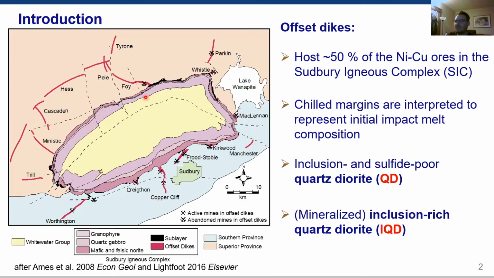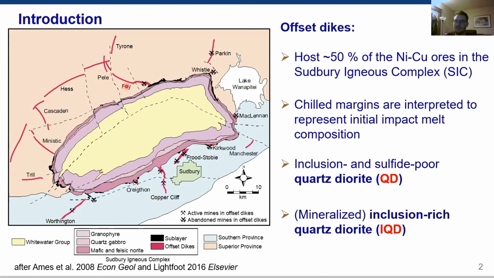Offset dikes are radial and concentric dikes emplaced into the country rocks of the SIC. Here in the map, you can see them highlighted in red. They can be up to 35 kilometers long, and the width is usually 10 to 50 and sometimes up to 100 meters. They host roughly 50% of the nickel-copper mineralization in the SIC, and their chilled margins are interpreted to represent the initial impact melt composition.